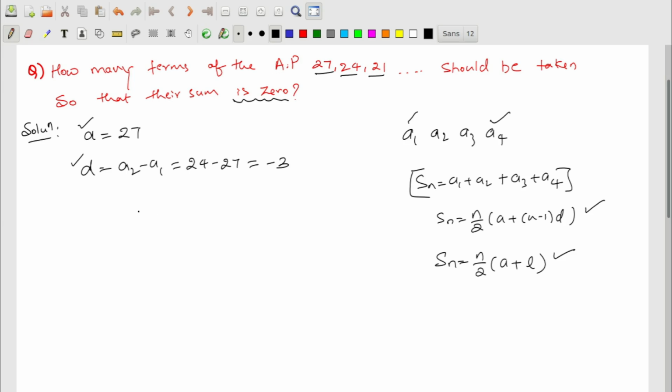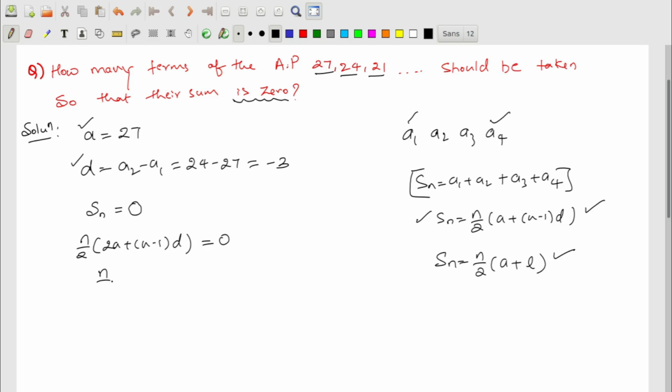So there are certain numbers, and when you add all those numbers you will get a sum of 0. I will take that sum as Sn, and that is equal to 0 here. We don't know the number of terms, so we need to find it using the formula. We also don't know the last term in the AP, so we'll take the formula n by 2 into 2a plus n minus 1 into d, which is equal to 0, the sum of n terms. And we need to find the value of n here.